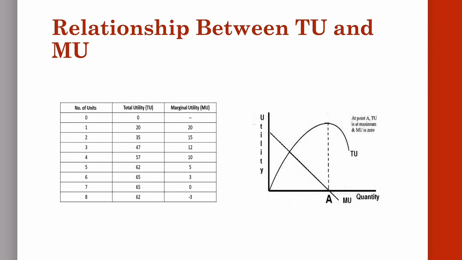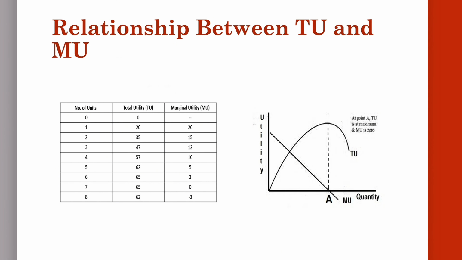Now let us talk about the relationship between total utility and marginal utility. This relationship is simple yet insightful. As long as MU is positive, TU increases. When MU hits 0, then TU is at its maximum position. And when MU becomes negative, then TU actually falls.